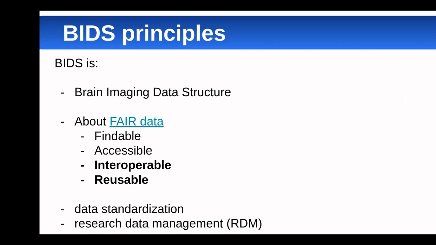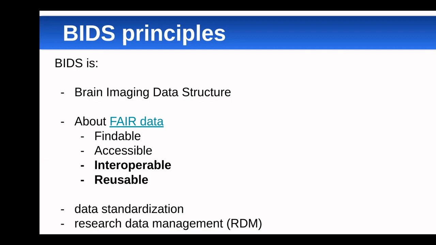So let's just step back a little bit. BIDS stands for Brain Imaging Data Structure, in case you didn't know, and it's mostly about FAIR data. FAIR stands for findable, accessible, interoperable, and reusable. And BIDS is mostly about the last two, interoperability and reusability.